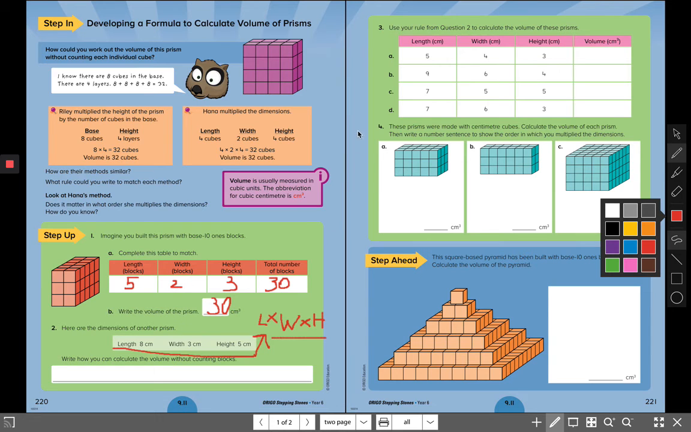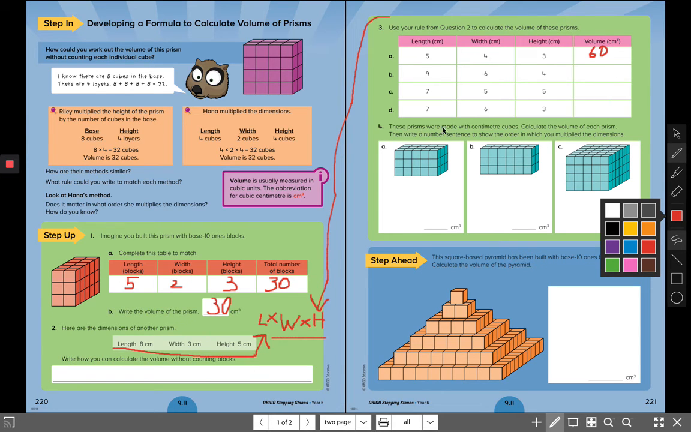Great. Number 3, use the rule from question 2 to calculate the volume of these prisms. So again, you go back to that formula and you calculate. I'll do this one with you. 5 times 4 is 20, times 3 is 60 cubic centimetres. All right. Now, number 4. You will be able to do that by yourself.